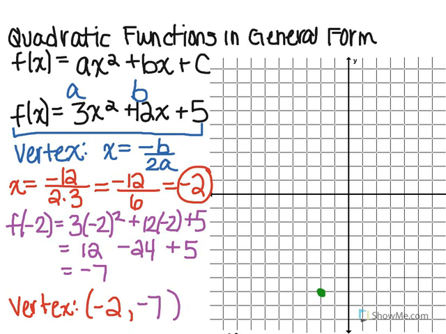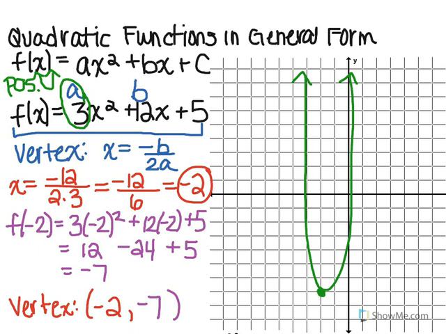And then to finish the graph, I would still want to look at that a value, because the same thing applies whenever it's in vertex form. If the coefficient of the x squared is positive, it's going to go in the upward direction, but if it's negative, it would go in the downward direction. In this case, because that value is positive, it's going to go in the upward direction. And it's going to look something like this.